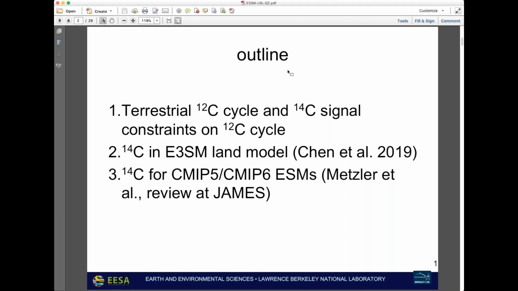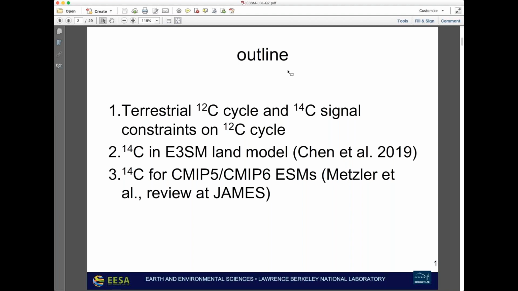And then I will give two case studies. One was recently published at GMD. That's the 14C modeling work, including parameterization, and model bias understanding for the E3SM land model particularly.